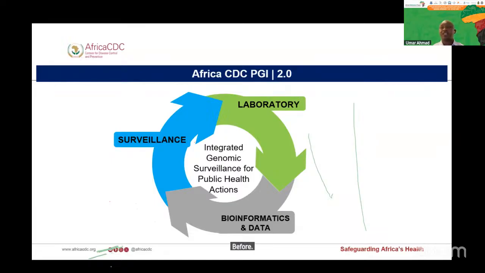Before, with the Africa CDC Pathogen Genomics Initiative, we had 5 pillars that focused more on capacity building, sample referral systems, quality management systems, bioinformatics and genomics training for all the national public health institutions. But after identifying the gaps, we sat down and came up with what we call PGI 2.0, which specifically focuses on 3 components: surveillance, laboratory, and bioinformatics and data analytics, which we term integrated genomic surveillance for public health action. Without very effective surveillance systems, there cannot be effective laboratory systems that can carry out sequencing, and without sequencing, we cannot have quality genomics data that can inform public health decisions.